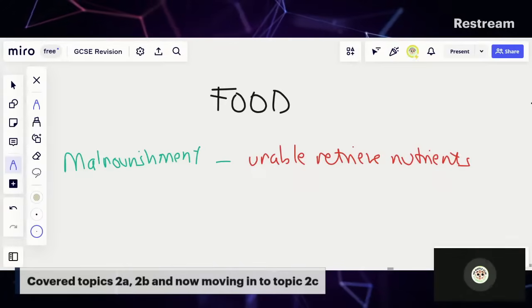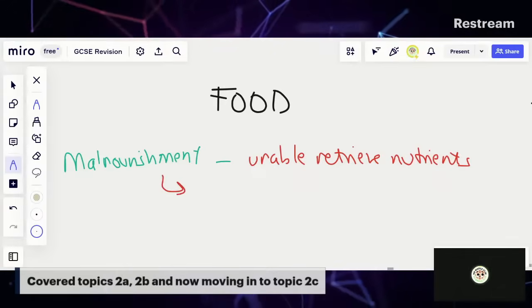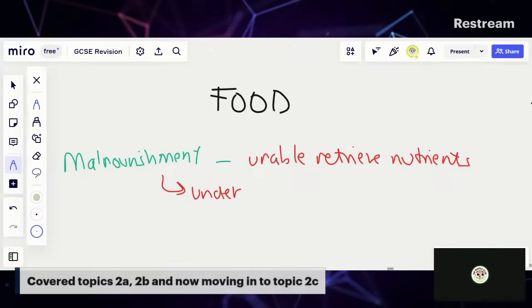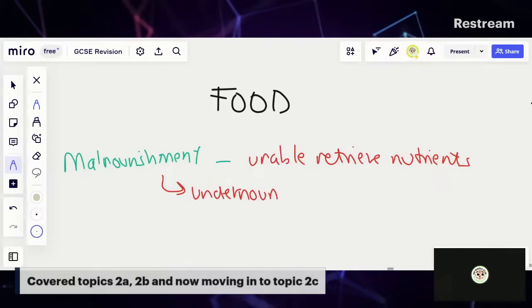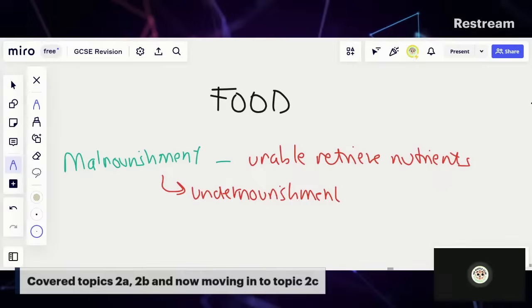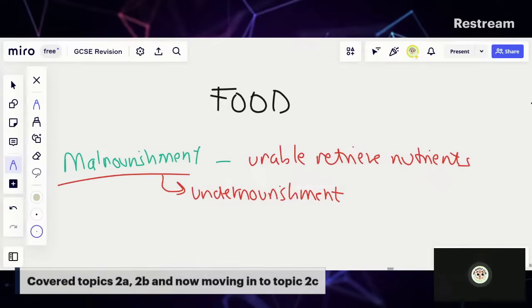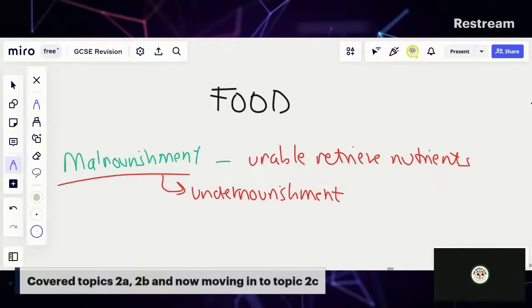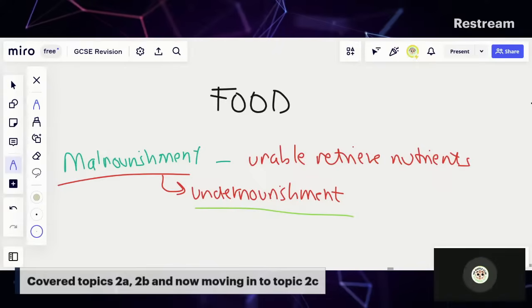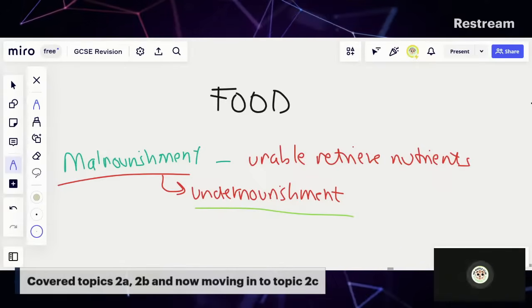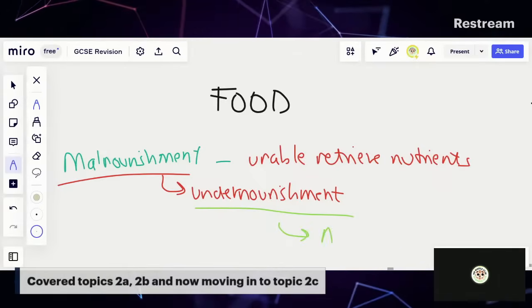Now, malnourishment also includes undernourishment. So don't get confused with the two. So undernourishment tends to be less severe. So actually, no, sorry, malnourishment is less severe. So malnourishment is when you're not getting enough nutrients, and undernourishment is when you're not getting any food of any kind.